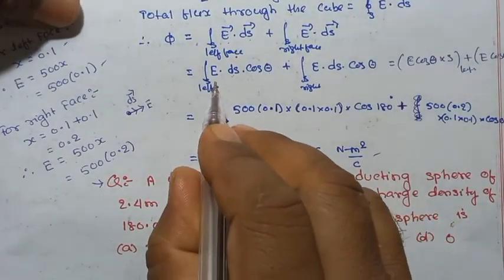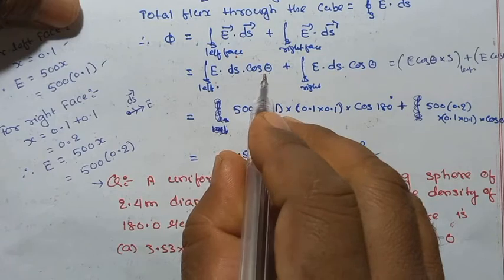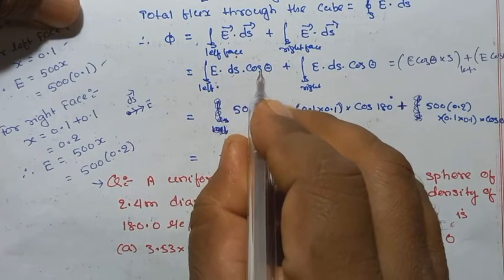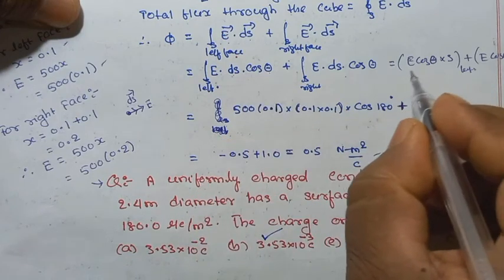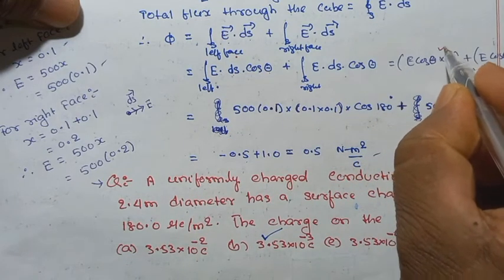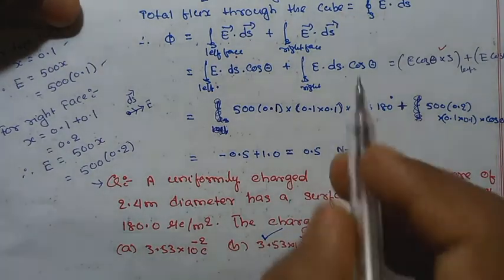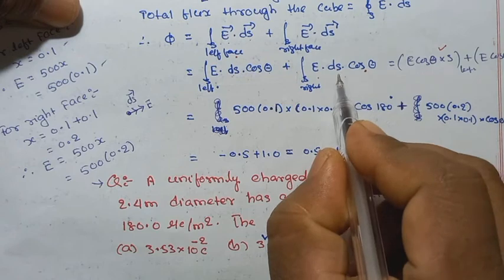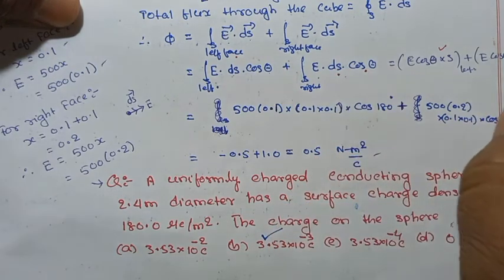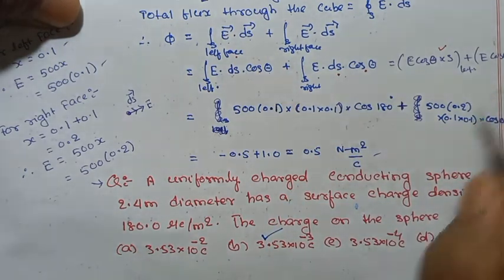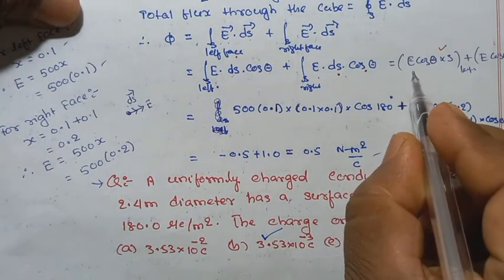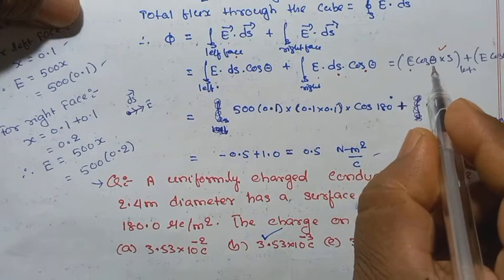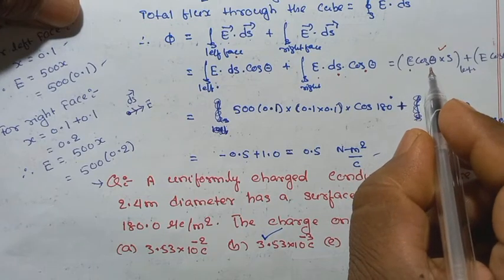Now, E cos theta is constant, so we will take it outside the integration. So E cos theta, integration of ds is S. So E cos theta into S, plus similarly E cos theta, we will take outside the integration. Then E cos theta, integration of ds is equal to S. So E cos theta into S. So for the left face, E is equal to 500 into 0.1 and theta is equal to 180 degree.